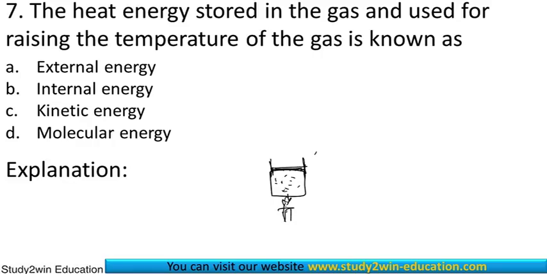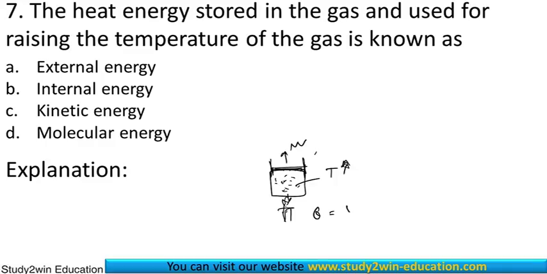So what will happen? The gas will expand and push the piston up, and the temperature of the gas will also rise. So the heat energy stored in the gas that is used for raising the temperature of the gas is known as internal energy, and the energy used for pushing the piston up is called work energy.